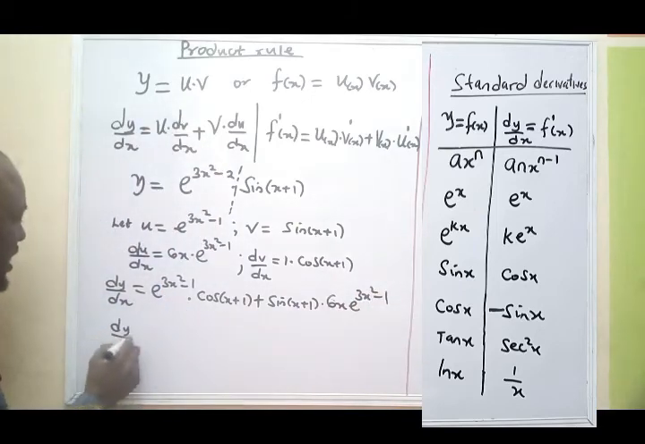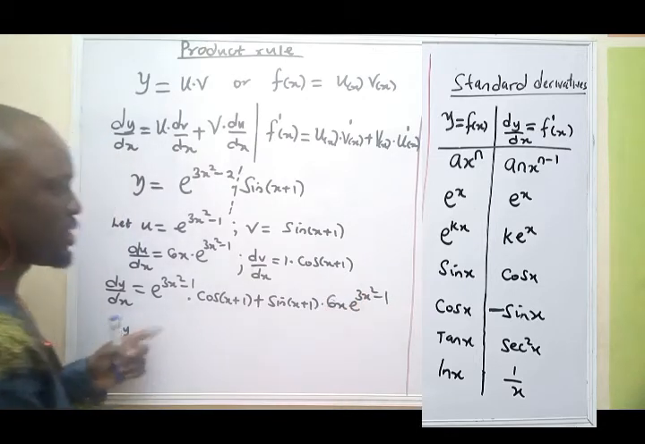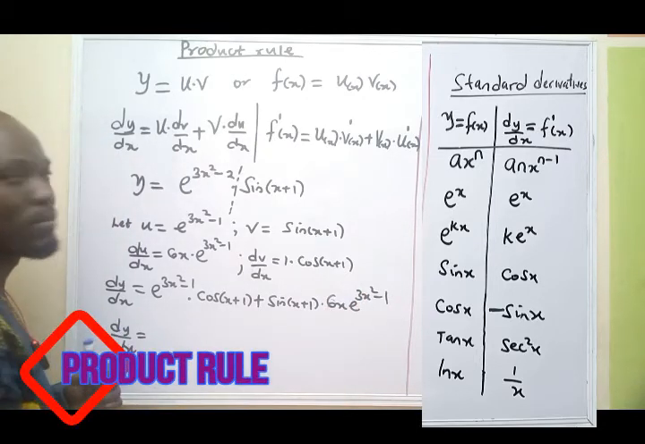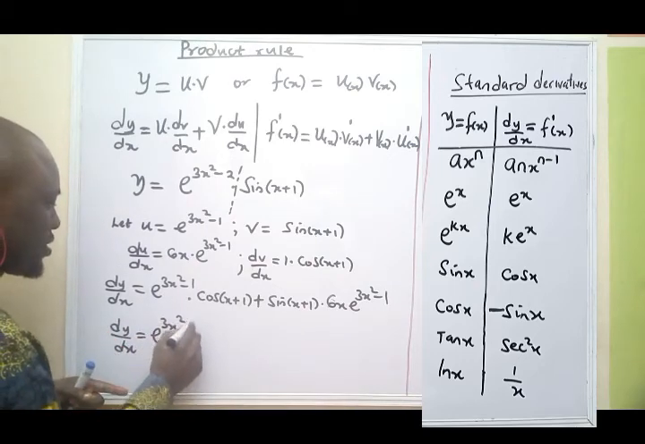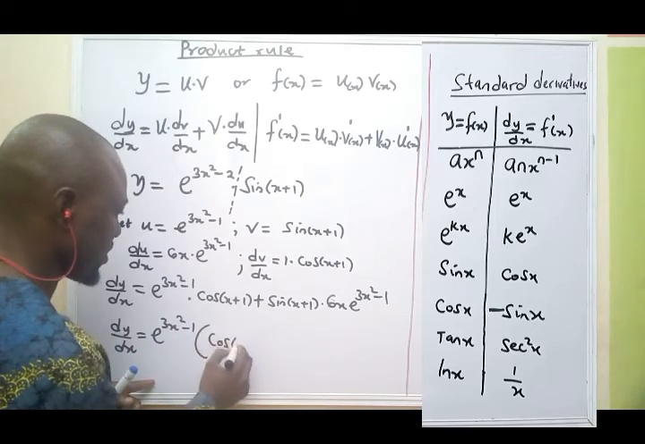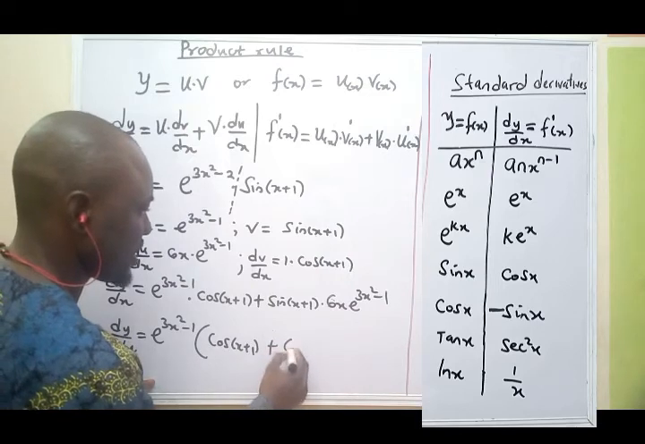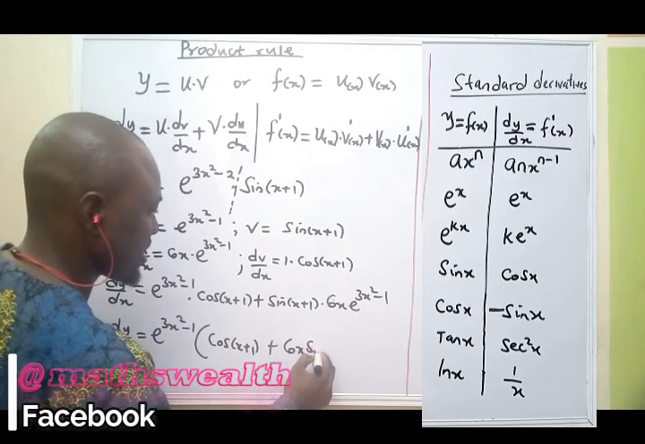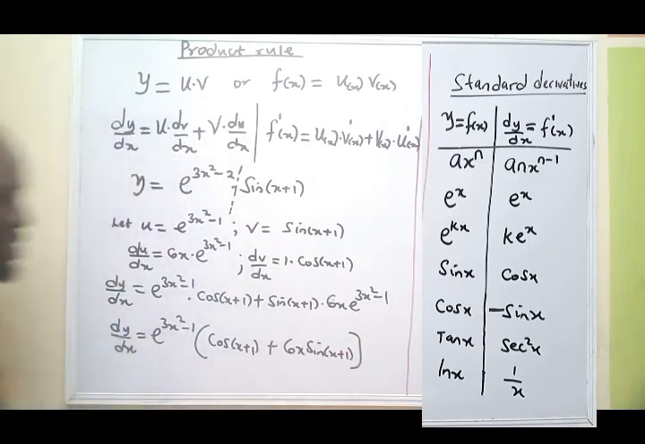Now for dy/dx, I'm going to factor out what they have in common. So 3 exponential 3x squared minus 1 is what they have in common. So I'll factor that out. What will be left here will be cos x plus 1 plus, here what will be left, 6x sine x plus 1. So this is my answer.